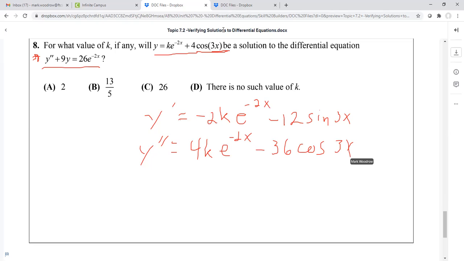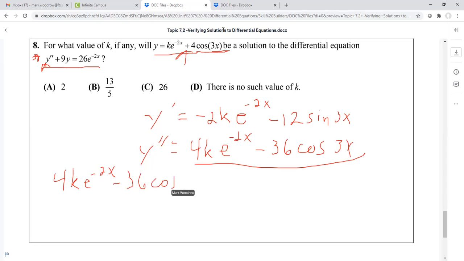So what that is telling me is that I need to plug this whole thing in up here for y double prime. And then plus 9 times y, well, this thing right here is the y part, is supposed to equal 26e to the negative 2x. So I'm going to write that whole thing out. So 4k e to the negative 2x minus 36 cosine 3x.